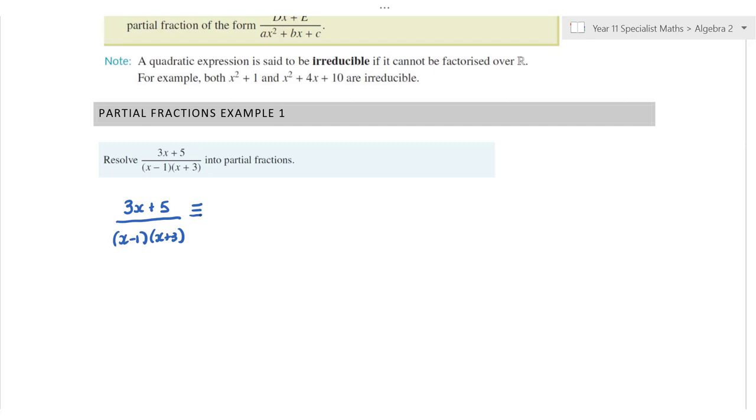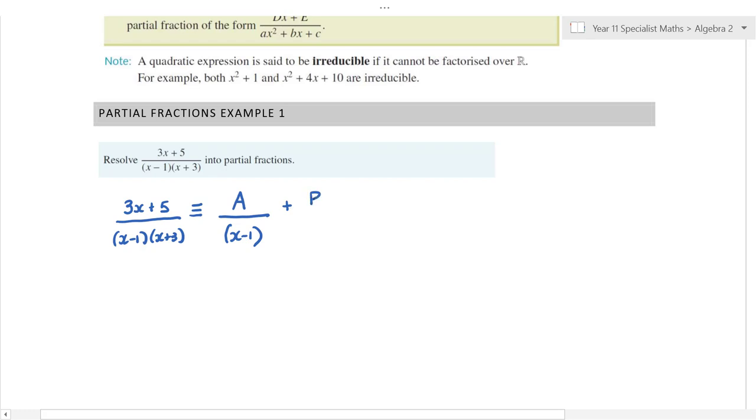Now, what we're going to do is, first of all, call it A, big A, and please use big A, not little a, okay? And it's over the first linear factor, which is x minus 1.